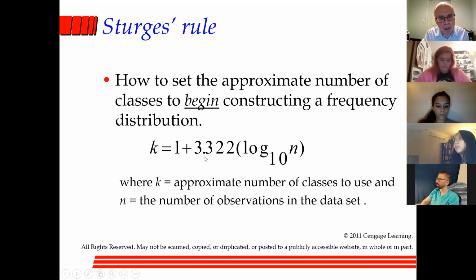K is equal to 1 plus 3.322 times log to the base 10 of n, where n is the number of observations in your data set. Okay, so this can be done actually in Minitab with the Minitab calculator. If you have your handheld calculator, as long as it's scientific, there is a button for LOG, which is for log base 10. Are you all familiar with logarithms?